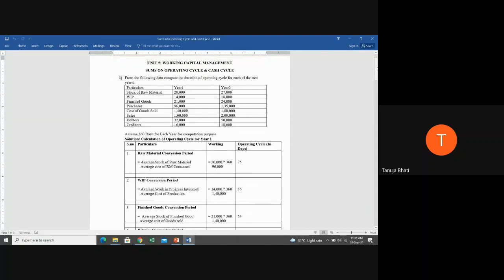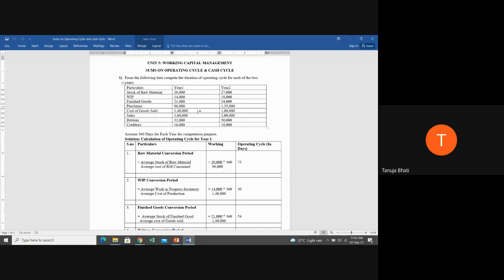Now let us start, students. From the following data, compute the duration of the operating cycle for each of the 2 years. They have given year one. First we have to compute for year one, and on the same lines we have to compute for year two. So they are asking you the operating cycle. Now, what is the formula for the operating cycle, students? ICP plus DCP.